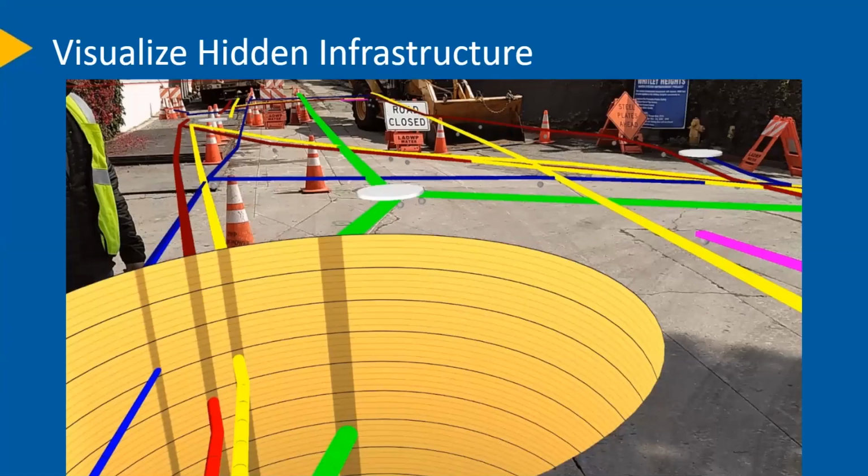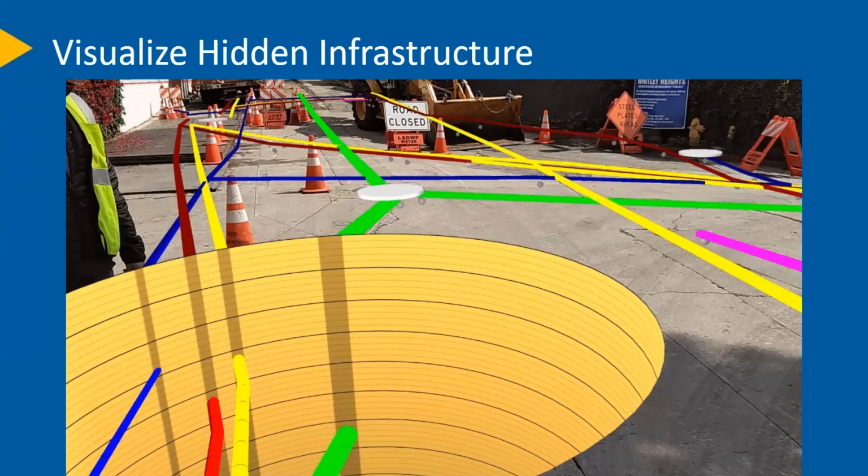So a fantastic way to visualize things that you can't see. And on the ground, obviously, all we see is our manholes and valve covers, and maybe some other innate clues. But if the data is available, the hidden infrastructure becomes visible and an invaluable component of the decision-making process.